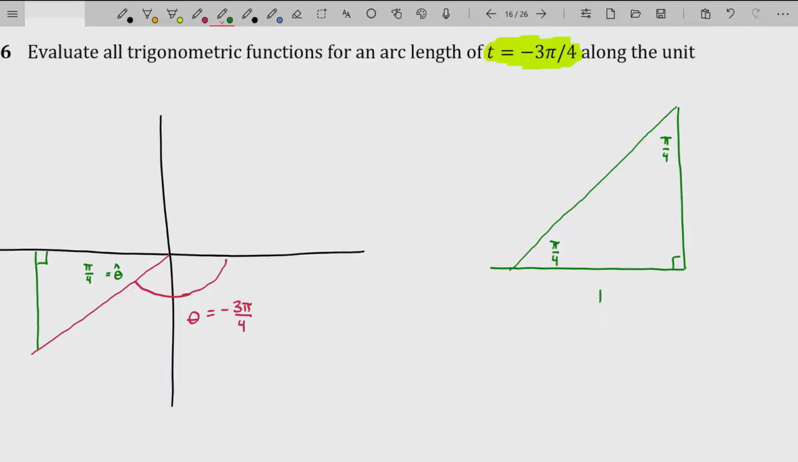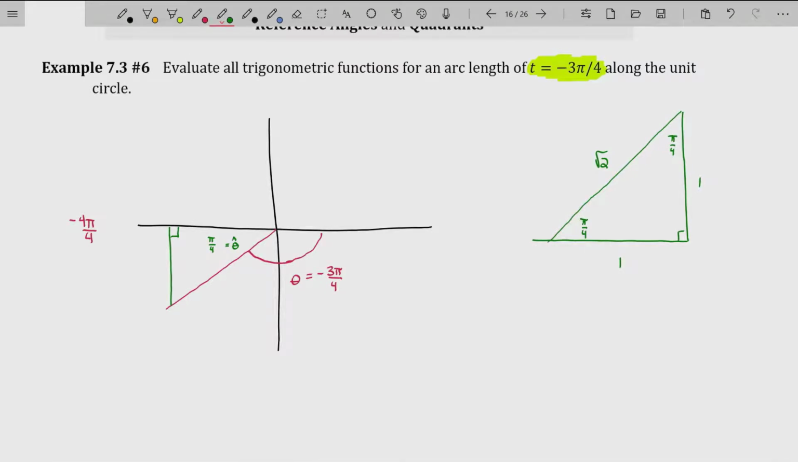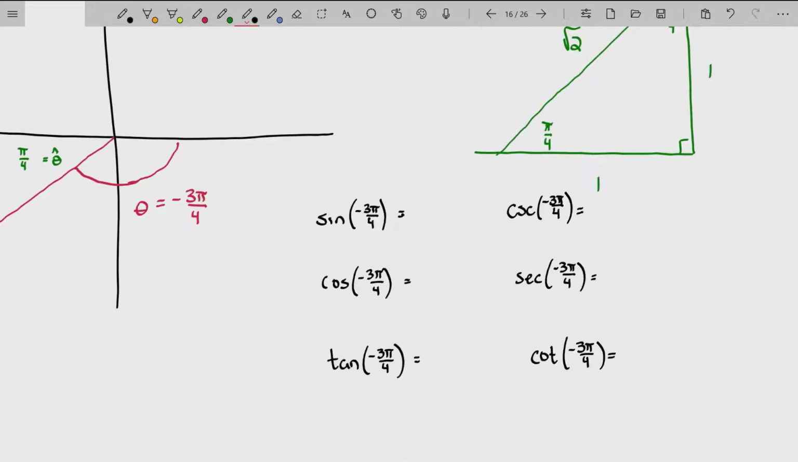1, 1, and root 2. So that's our special triangle. And now I can just use the reference angle, pi over 4, to go ahead and find the trig ratios. So let's go ahead and write out all the trig functions here. And I'll pause to do that.